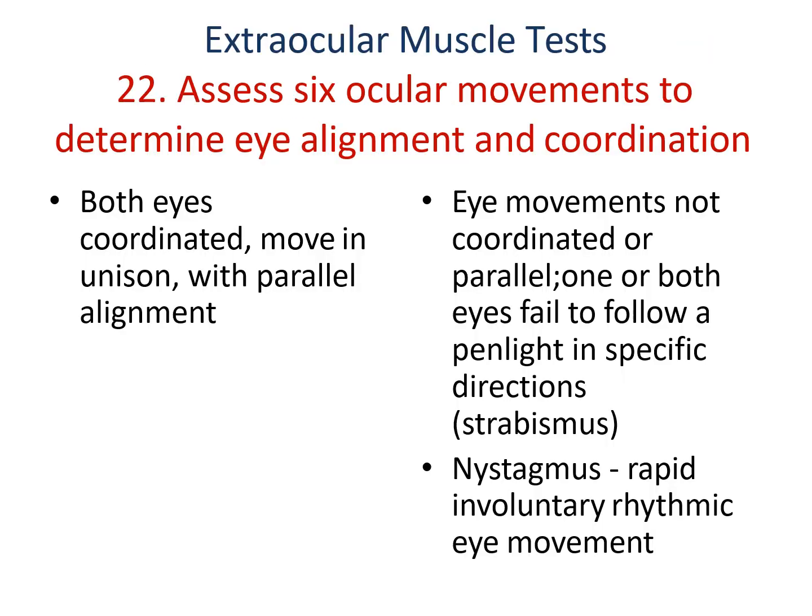For the extraocular muscles or the EOMs, assess the six ocular movements to determine alignment of the eyes and coordination. Normally, both eyes are coordinated and move in unison with parallel alignment. Eye movements not coordinated or parallel are abnormal, and one or both eyes failing to follow a penlight in a specific direction is strabismus. Nystagmus can also be assessed, which is a rapid involuntary rhythmic eye movement.